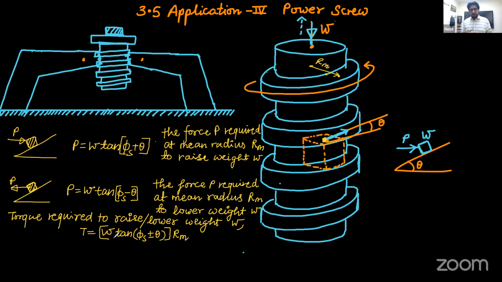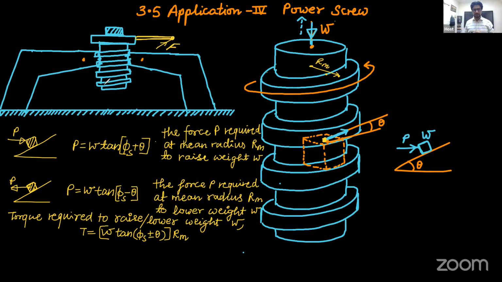Now, are we really going to apply the torque exactly at the mean radius of the power screw? No. We are generally going to attach a lever or something. If you know how you operate a screw jack, you attach a lever and then you rotate it, isn't it? So you attach a lever and apply the force at the end of the lever. This force has been represented here perpendicular to the plane of paper.